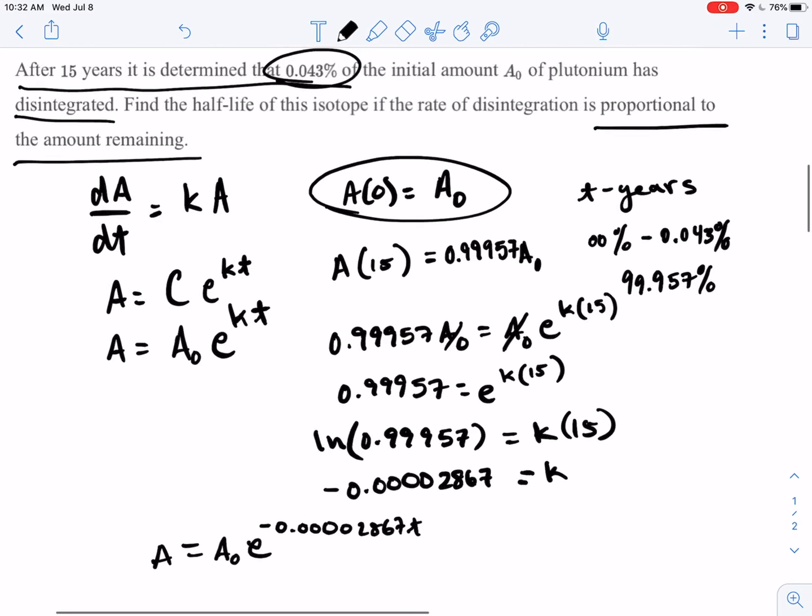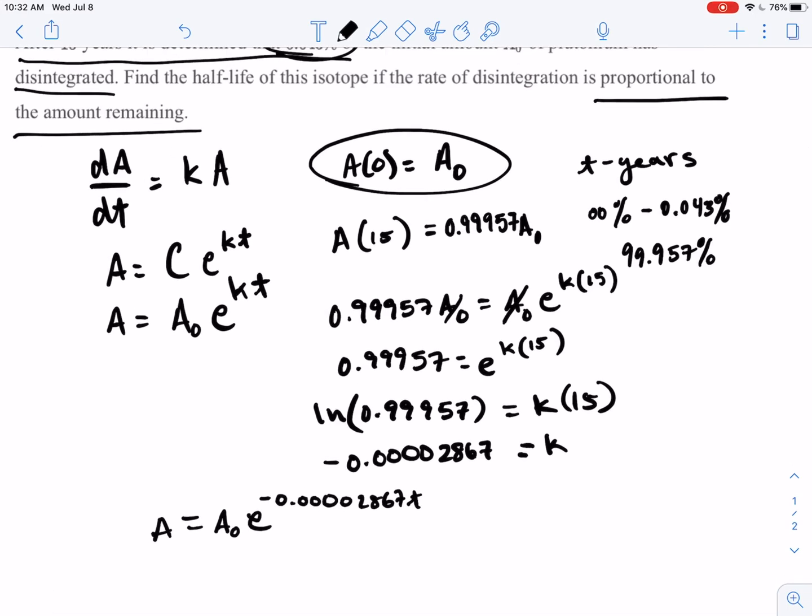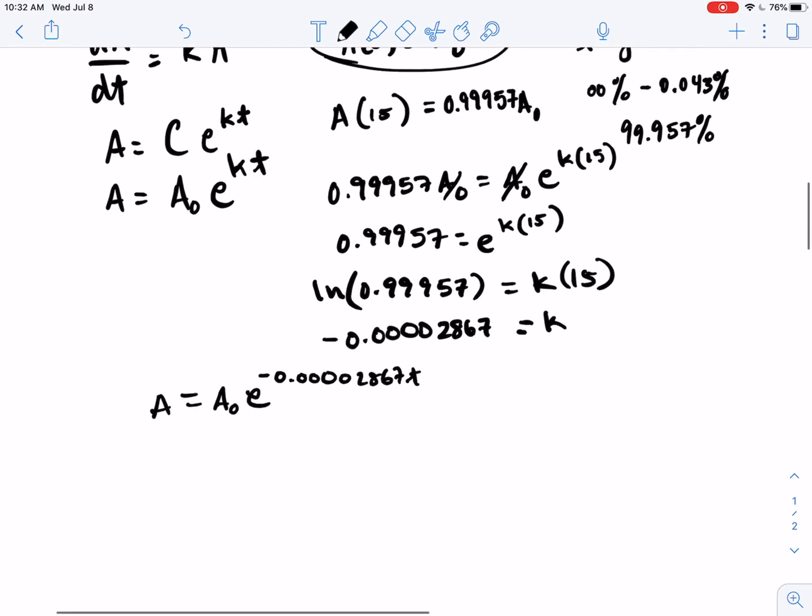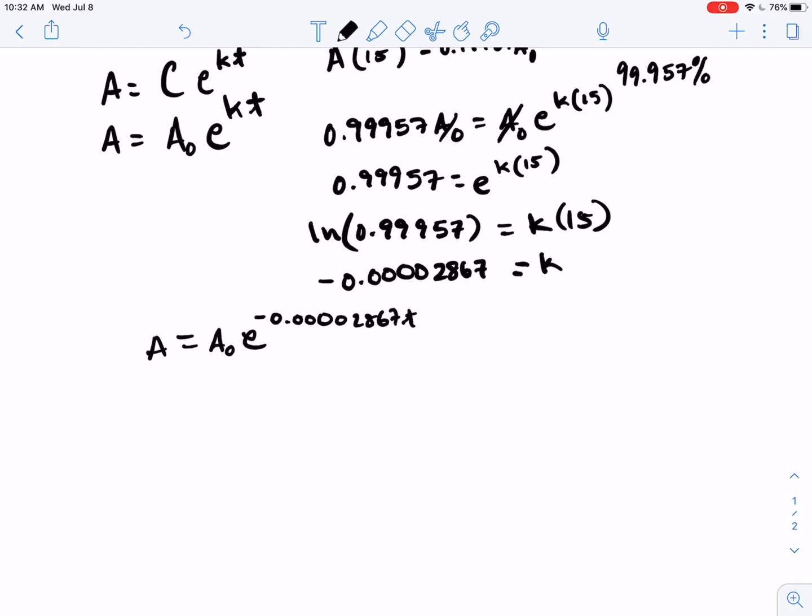And now what they're asking is find the half-life of this isotope if the rate of disintegration is proportional to the amount remaining. So now half-life. So when you're setting up half-life, you're trying to say, okay, A of what time is going to give me 1/2 that initial value. So I'll have 1/2 A naught equals A naught e to the negative 0.0002867 times t, right? So you could see this will cancel.